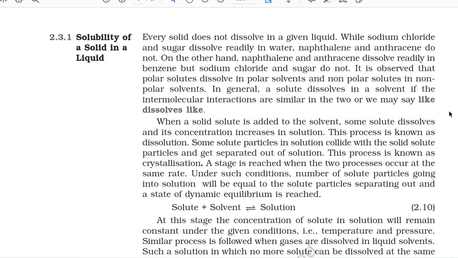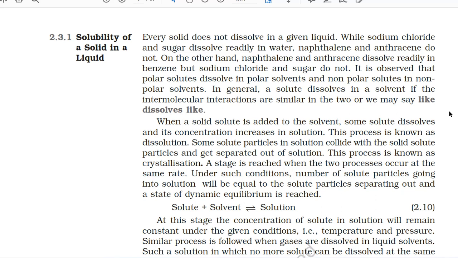2.3.1 Solubility of a solid in a liquid. Every solid does not dissolve in a given liquid. While sodium chloride and sugar dissolve readily in water, naphthalene and anthracene do not. On the other hand, naphthalene and anthracene dissolve readily in benzene, but sodium chloride and sugar do not. It is observed that polar solutes dissolve in polar solvents and non-polar solutes in non-polar solvents. In general, a solute dissolves in a solvent if the intermolecular interactions are similar in the two, or we may say like dissolves like.